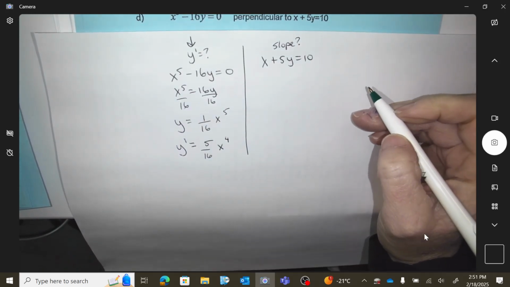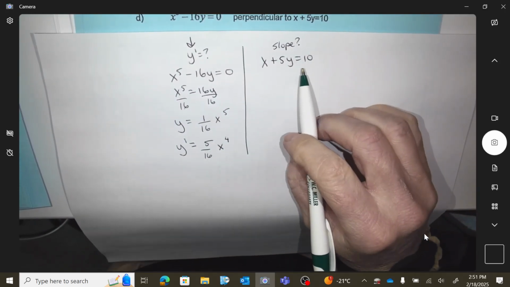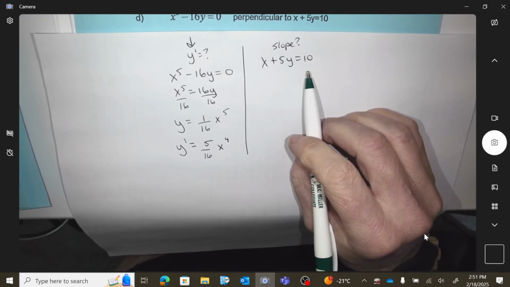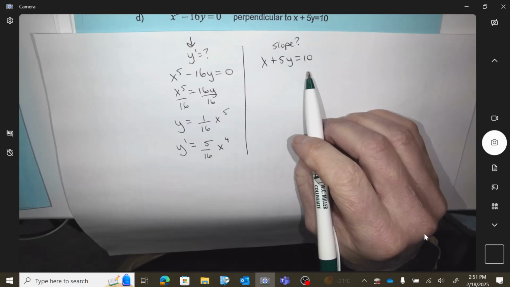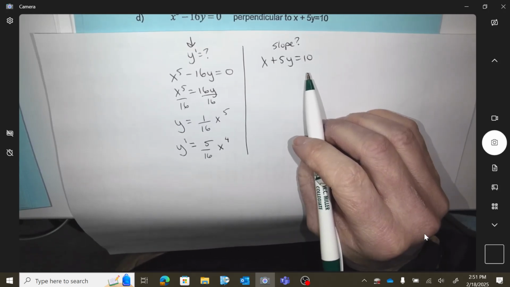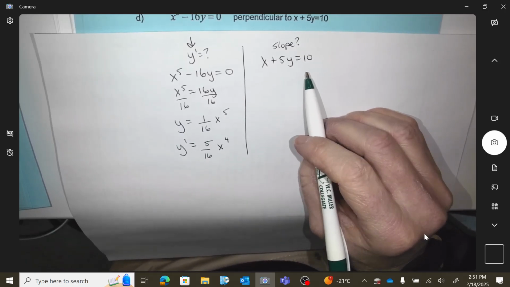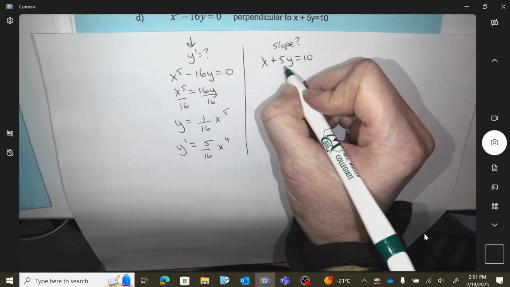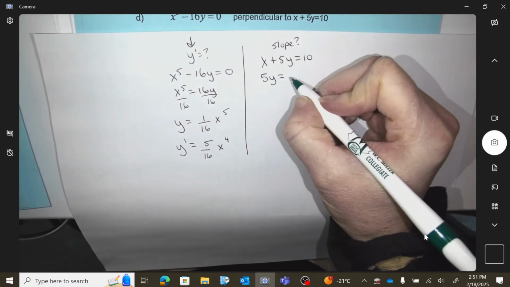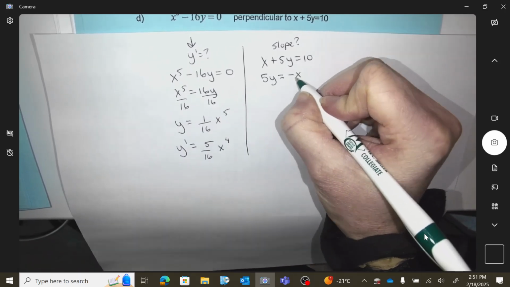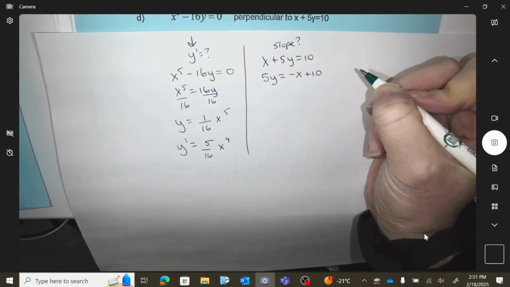Okay, moving on. Now I want to be perpendicular to this line, but first of all, I'd like to know the slope of this line. Okay, I have no idea what the slope is by looking at it, so what could I do differently? And your hint is it's the same answer as what you rearrange. Okay, so I'm going to do this. 5y equals negative x plus 10.